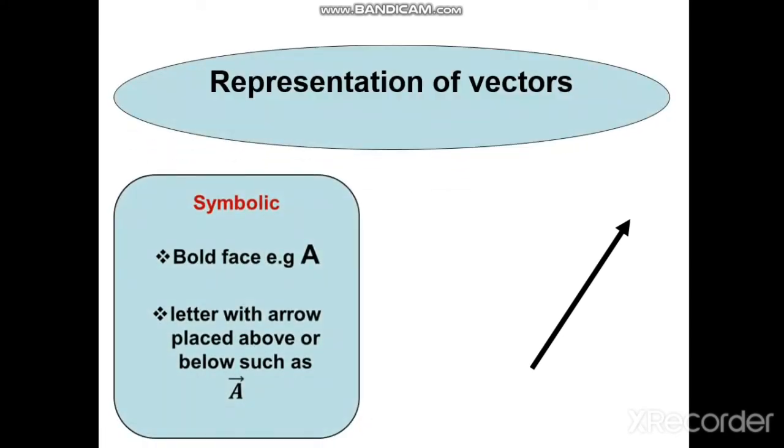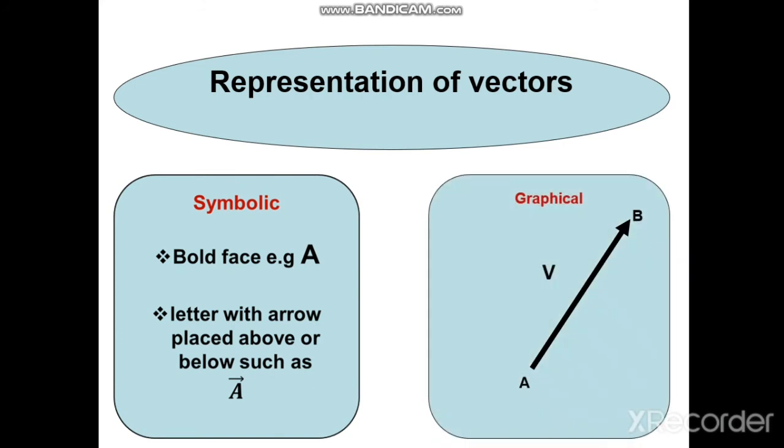The representation of vectors. Vectors are represented in two ways. The first one is symbolic representation of vectors and then the graphical representation of vectors. In symbolic representation, vectors are represented by bold-faced letters, for example A as you can see, or by letters with an arrowhead placed above or below, such as A. This arrowhead can be placed below. So there are three ways to represent a vector symbolically.